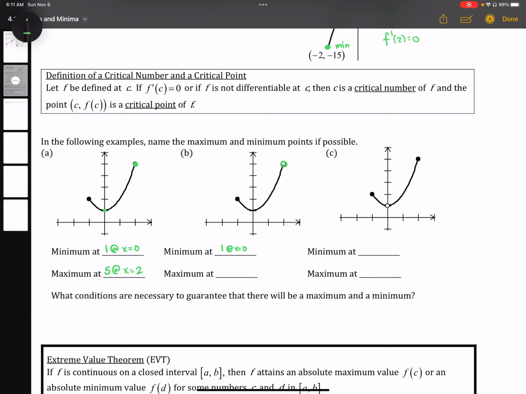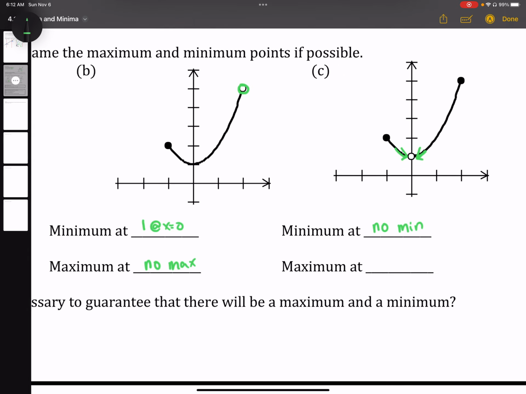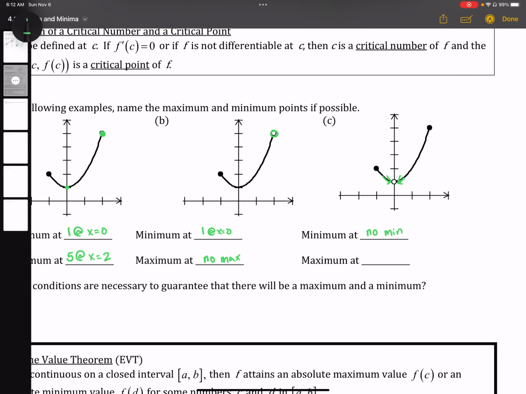Because remember, what this open circle means is that we can get closer and closer to that value without ever equaling it. So no maximum. And almost similar for graph C is that we have no minimum because we get closer either direction. We get closer and closer to 1, but we don't ever actually get there. So we do have a maximum value of 5 at x equals 2.